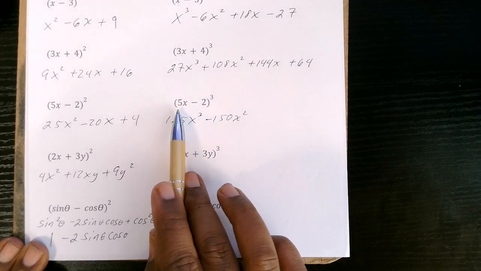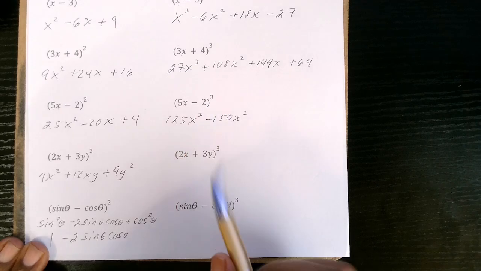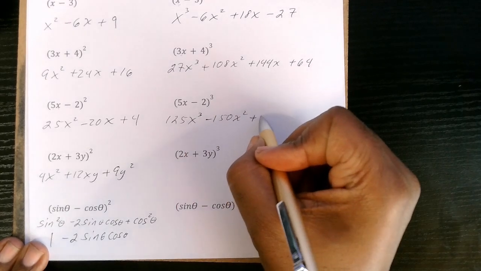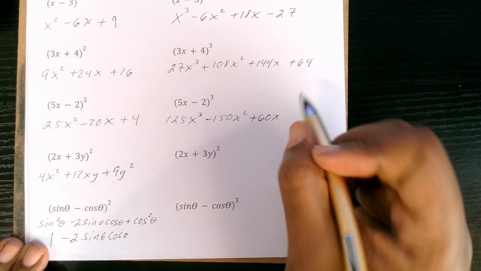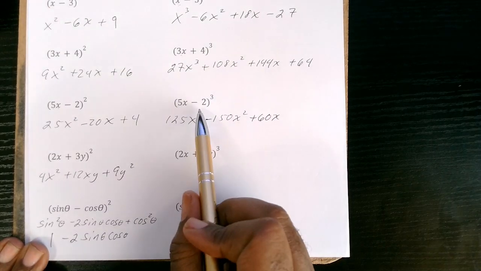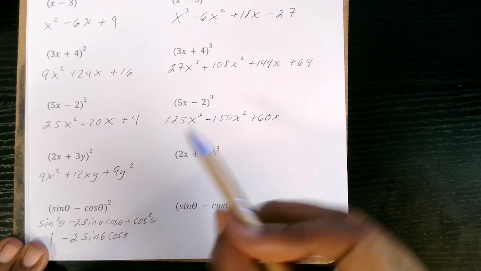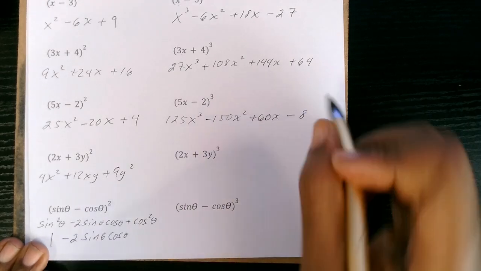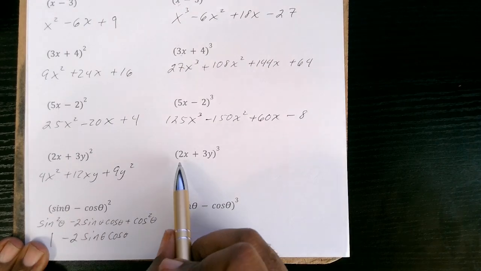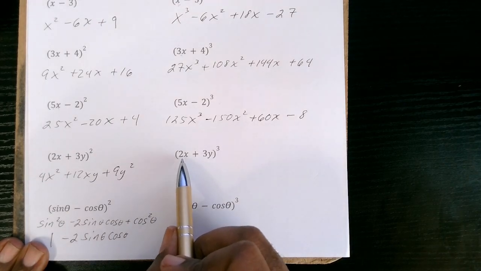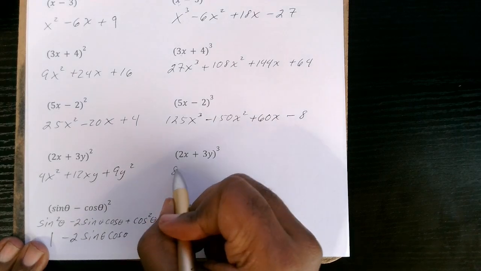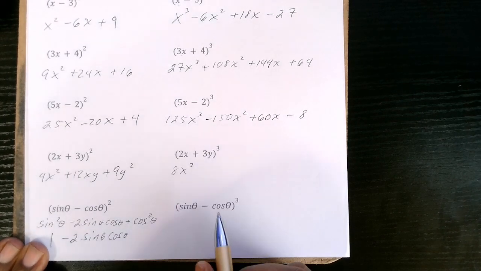Next, we need 5x times negative 2 times negative 2 times 3. Well, that's going to be 10 times 6, which is 60. So positive 60x. And lastly, we're going to need a negative 2 times negative 2 times negative 2, which is negative 8.